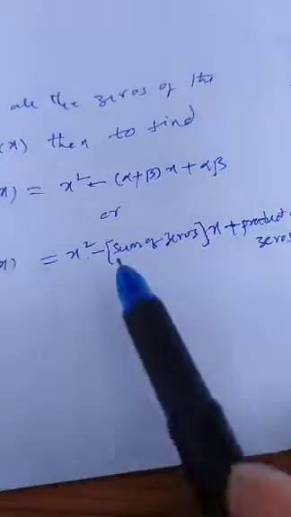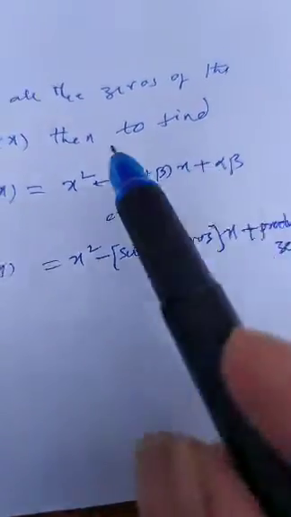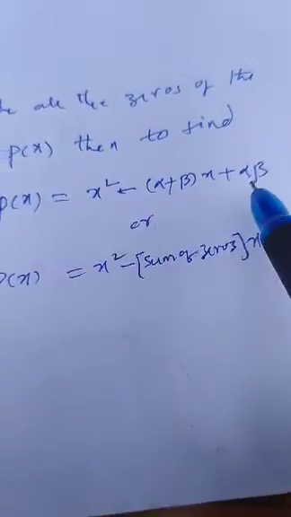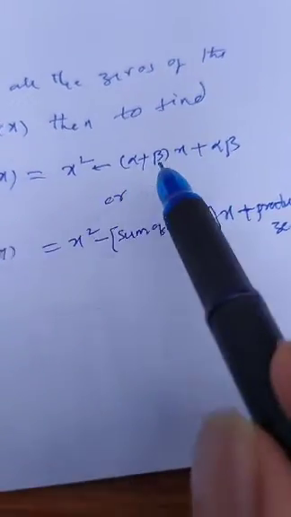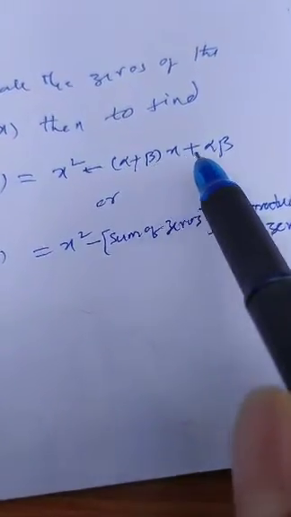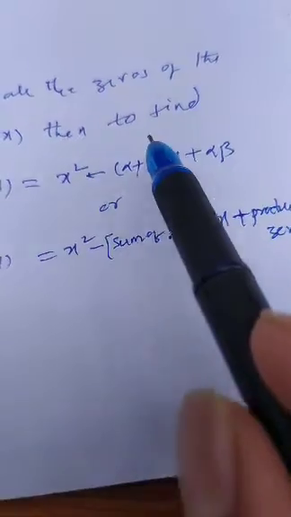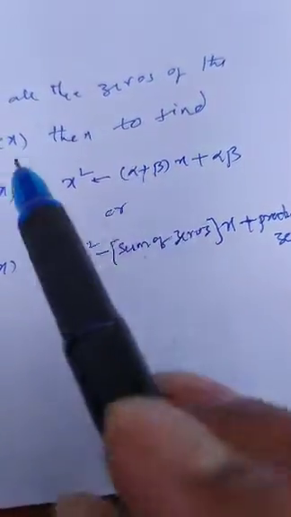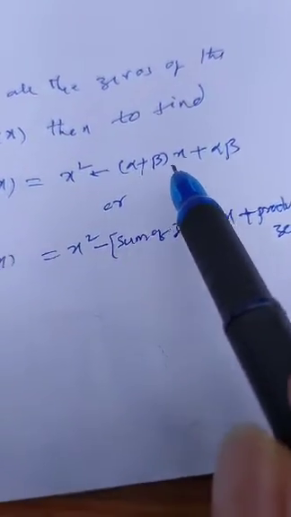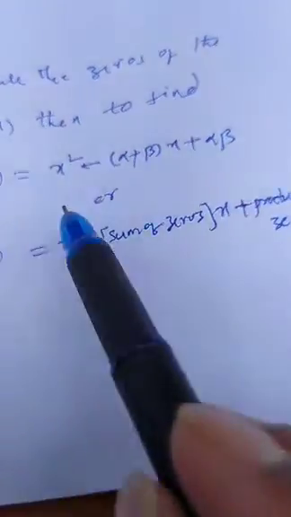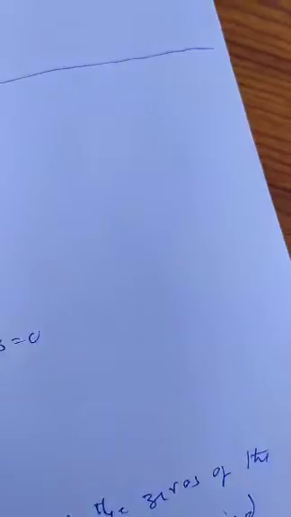If any two zeros are given, then you can find the required polynomial using this formula, x square minus alpha plus beta into x plus alpha beta. So whenever two zeros are given, take them as alpha, beta, then substitute here alpha plus beta, and automatically you will get the polynomial, right? For example, let me explain with one example.